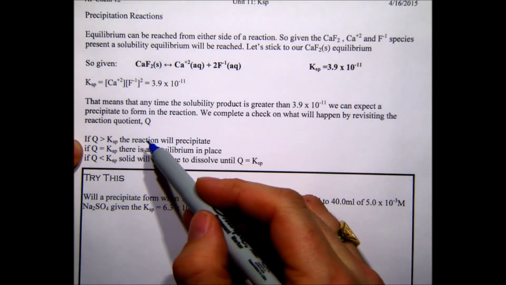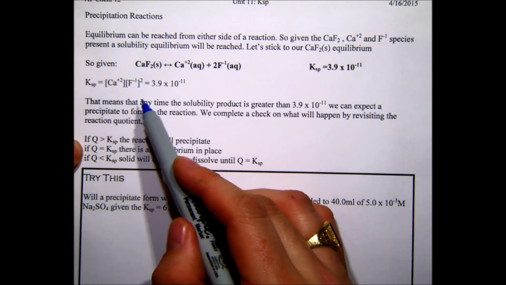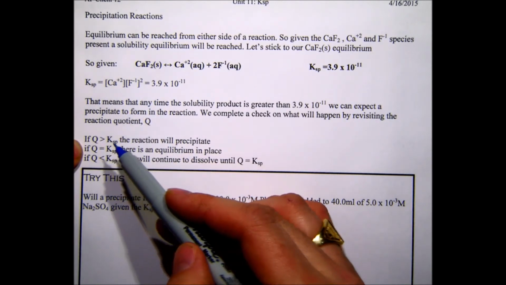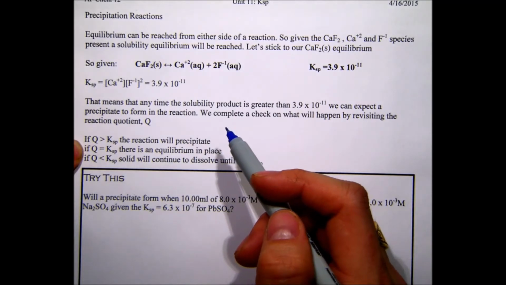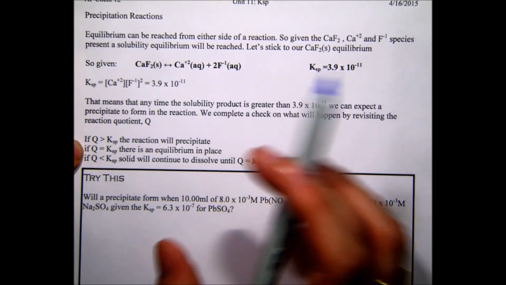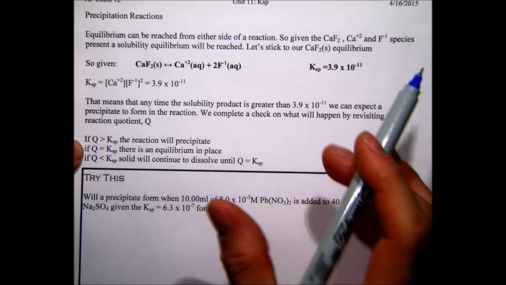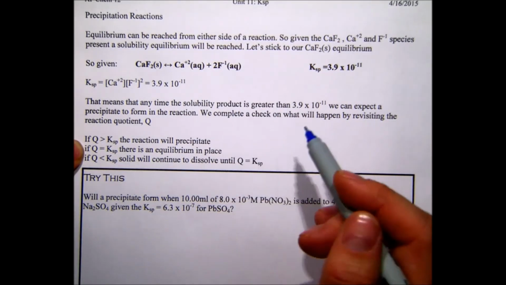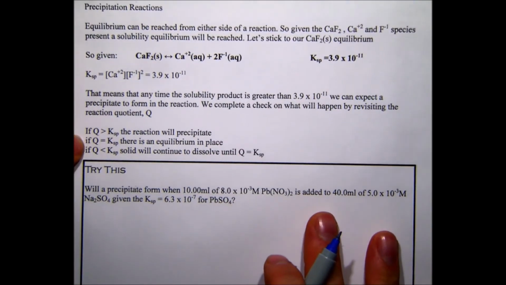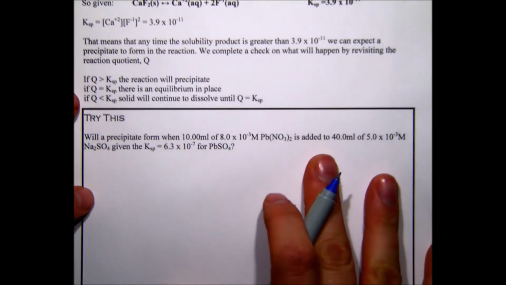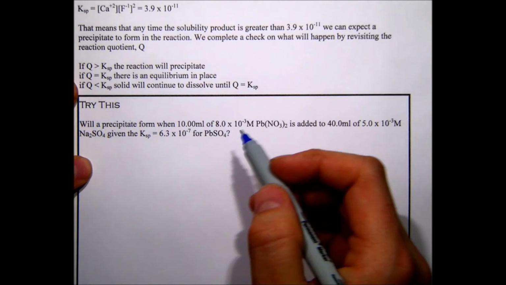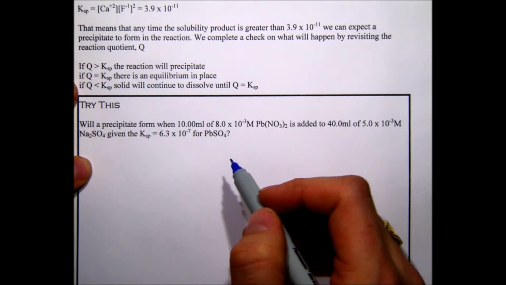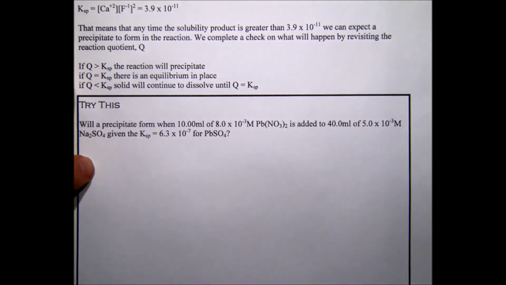The reaction quotient is the exact same expression as the KSP, but it's used when we are not sure whether or not the solution is at equilibrium. We're using it as a test to see where the current situation of the solution is with respect to the equilibrium that it will eventually reach. The question says, will a precipitate form when 10 mils of lead nitrate is added to 40 mils of sodium sulfate, given a KSP for lead sulfate?